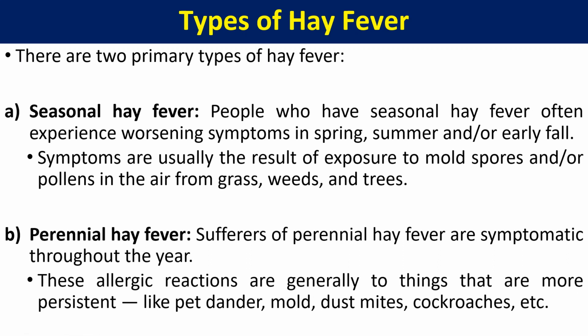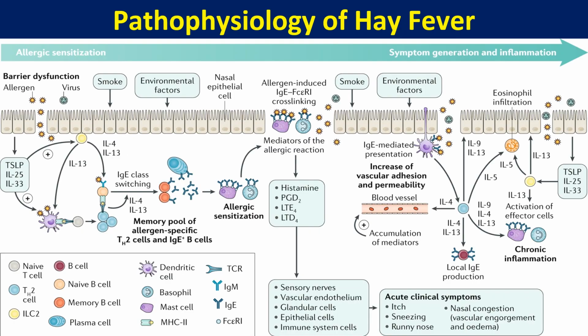The second one is called perennial, where sufferers of perennial hay fever are symptomatic throughout the year. These allergic reactions are generally to things that are more persistent, like pet danders, molds, dust mites and cockroaches, which are present throughout the year.